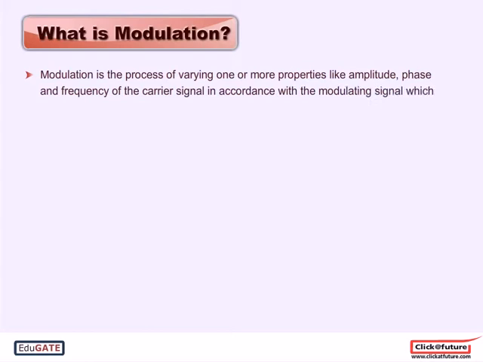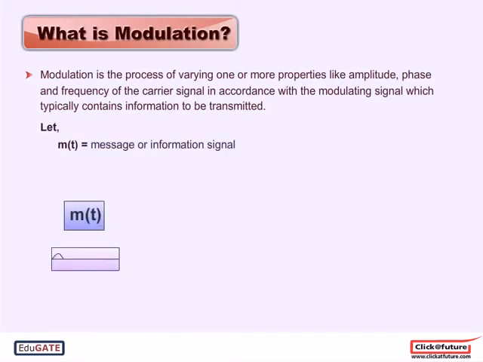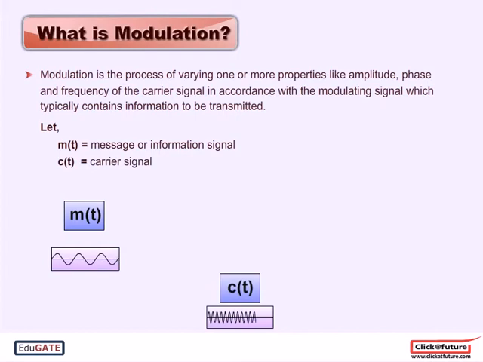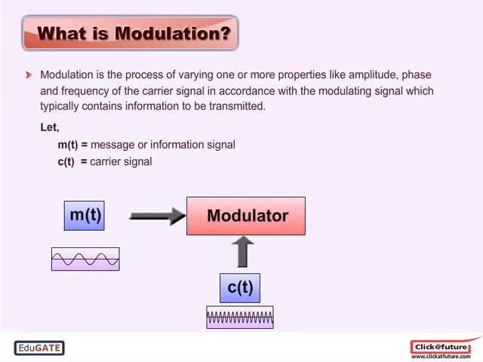Animation shows how exactly the modulation takes place. Let's consider the message signal or information signal, that is small m of t, and the carrier signal, that is a high frequency signal, denoted as small c of t. Both signals are passed through a modulator, in which the parameters like amplitude, phase or frequency of the carrier signal c of t change according to the modulating signal, and at the output we will get the modulated signal capital M of t.